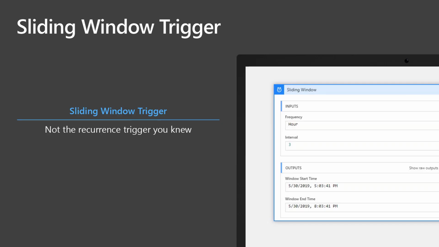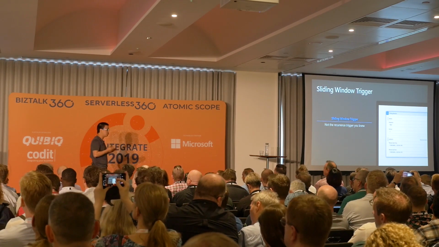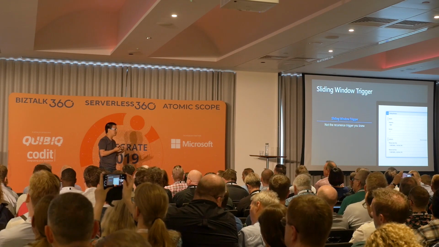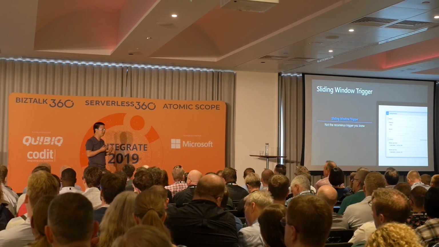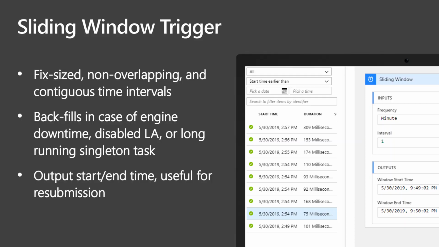Sliding window trigger. We added a new timer-based trigger called sliding window. And I have people asking me, why are there two triggers that do the same thing? The answer is pretty simple, because they are not the same. Sliding window trigger has some unique characteristics that I think are really interesting, especially if you're using logic apps for data processing. Sliding window trigger is what we call a fixed-size, non-overlapping, and continuous time interval coverage trigger.